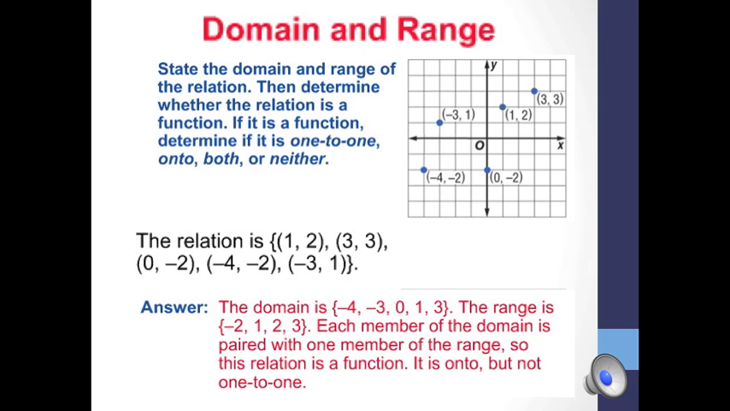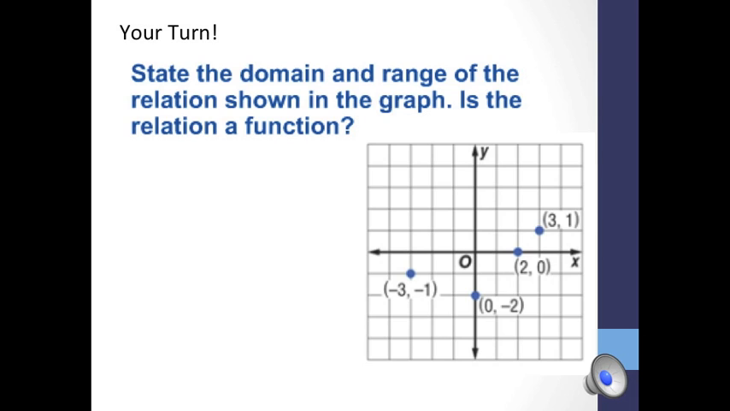In this case, you plot the points, and the vertical line doesn't touch it at more than one spot. So go ahead and write down your domain list, your range list, and see if it's a function by using your vertical line test. If you want to pause it to give yourself more time, go for it.